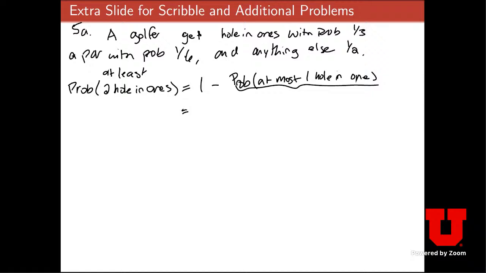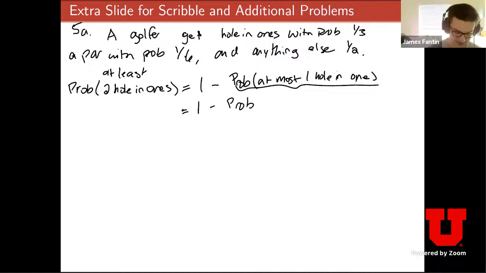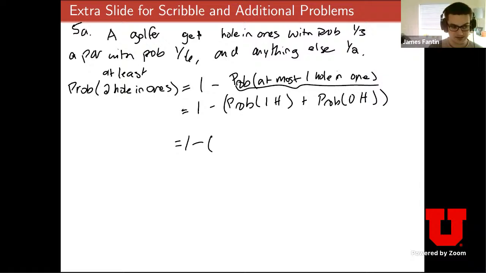Could we split it into exactly 0 and exactly 1? Yeah, so the probability we get 1 hole-in-one plus the probability we get 0 hole-in-ones, right? Because these are distinct cases, so we can split them up like this. Now, what's the probability we get exactly 1 hole-in-one?